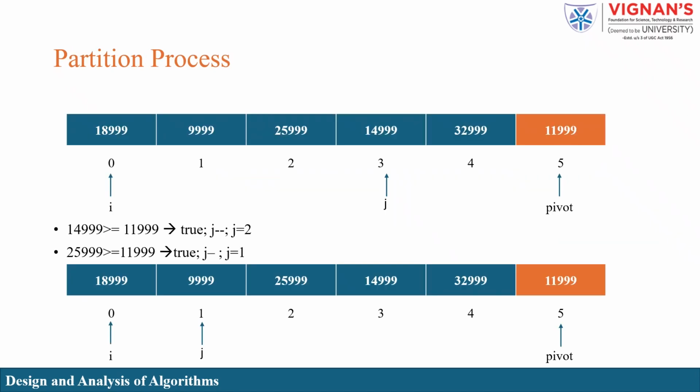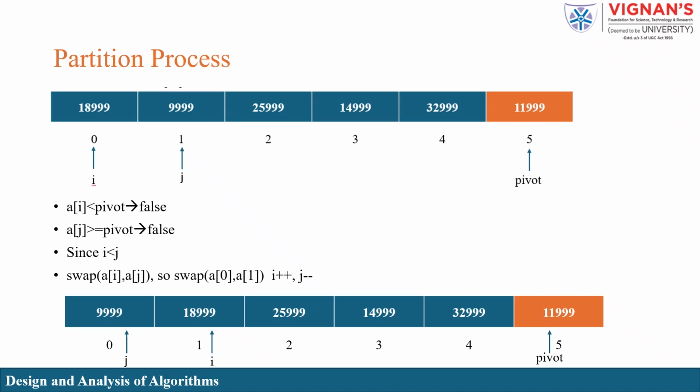We compare the element at pointer j with the pivot. Since the value is greater than or equal to the pivot, we decrement j. This process continues until an element smaller than the pivot is found. Now, pointer i is at an element greater than or equal to the pivot, and pointer j is at an element smaller than the pivot. Since i is less than j, we swap the elements at positions i and j. After swapping, we increment i and decrement j.